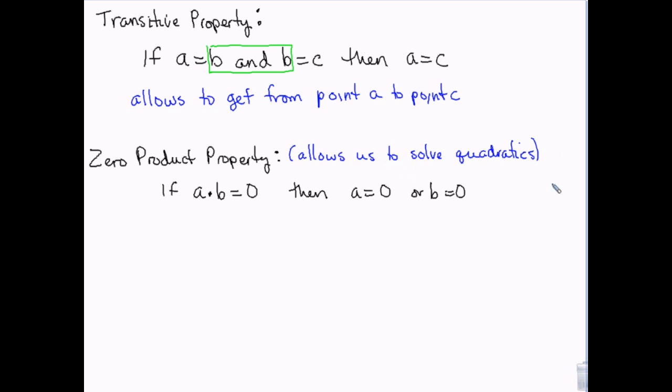And we use that to solve quadratics because we factor them out, and let's say we factor a quadratic and it gives us x plus 2 times x minus 3 equals 0. So then we say x plus 2 equals 0 or x minus 3 equals 0, and then we go from there. But to get from here to here, we're using the zero product property. So should the quadratics come up, this is what allows us to break them down and solve them.